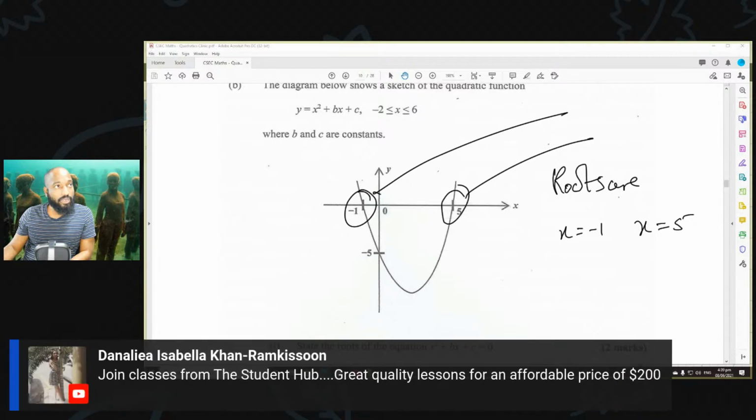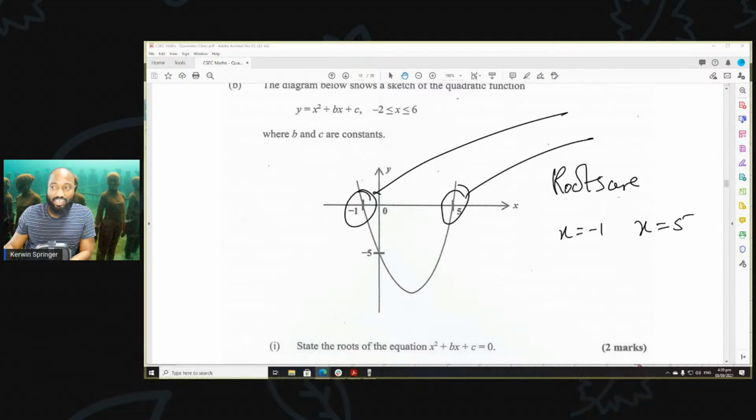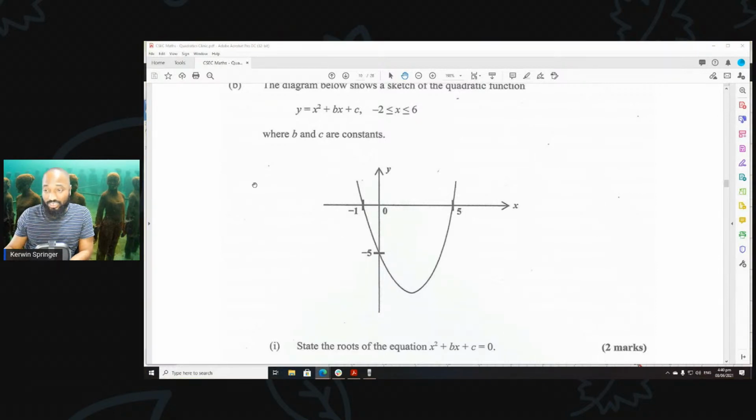So I'm just pinning that, Isabella. If Isabella says so, it's so. Remember what I told you earlier on, right? So we have the roots. And we're going to do something with these roots later on. Watch this. This one is a little different. Pay attention to this one, people.